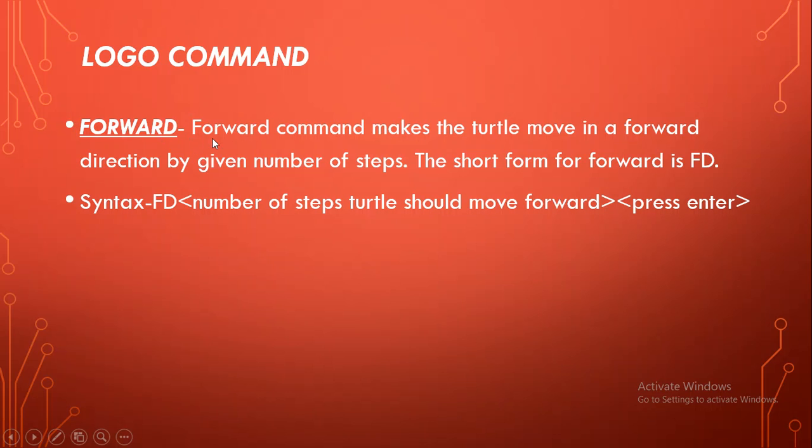Now what is the working of the forward command? The forward command makes the turtle move in a forward direction by a given number of steps. The short form for forward is FD. Okay. This command is used for moving the cursor in front, or we can say in the forward direction. Okay. And the syntax for using this command is you have to type FD, then you have to give the number of steps to be taken by the turtle. Okay, then you have to click on enter. So this is the syntax for using the FD command.